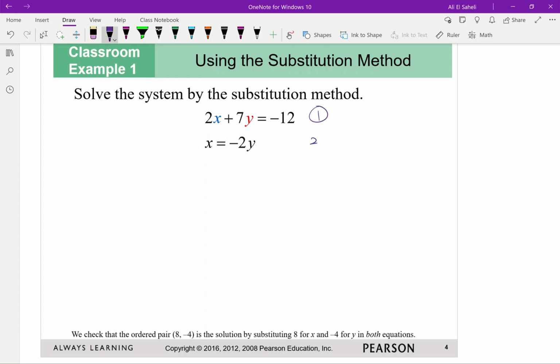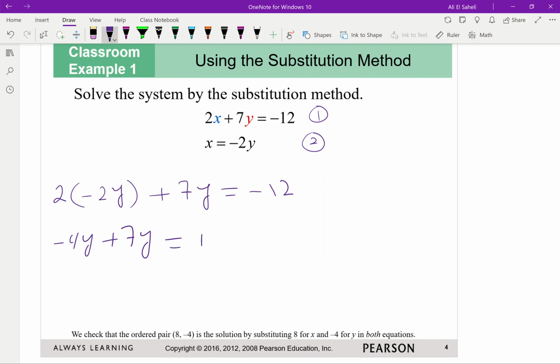We use equation 2 in equation 1. 2 times x, okay, so this is equation 1. 2 times x, x according to equation 2 is -2y, plus 7y equals -12. So as you can see now, equation 1 is an equation that has only one variable, y, and it's easy to solve for y. So -4y plus 7y equals -12, 3y equals -12, y equals -12 over 3.